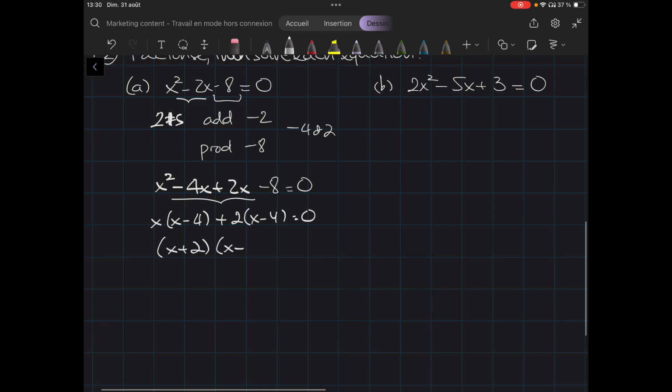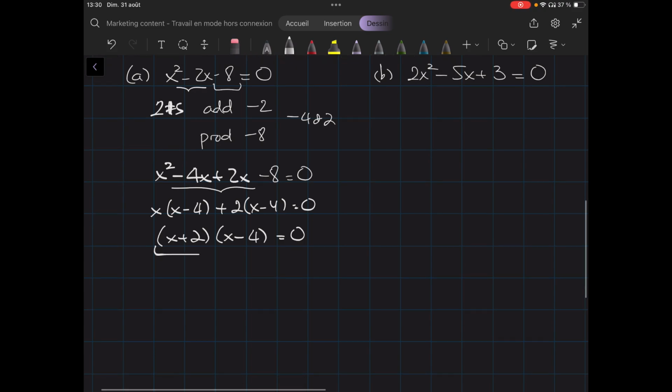Now we have a factorized expression. For this to be true, either this factor is 0 or this one. Therefore, the roots are -2 and 4.